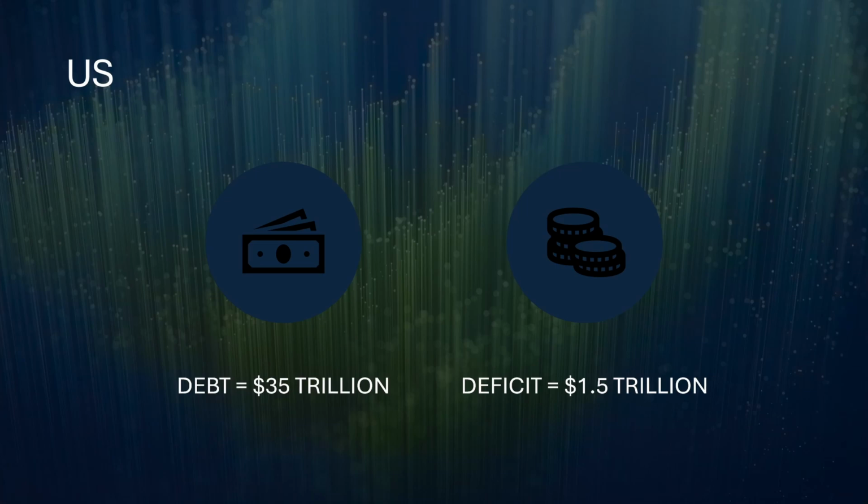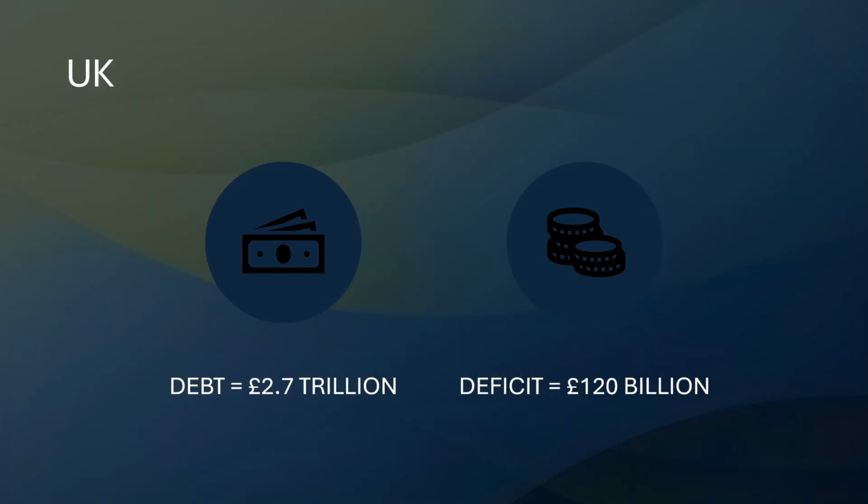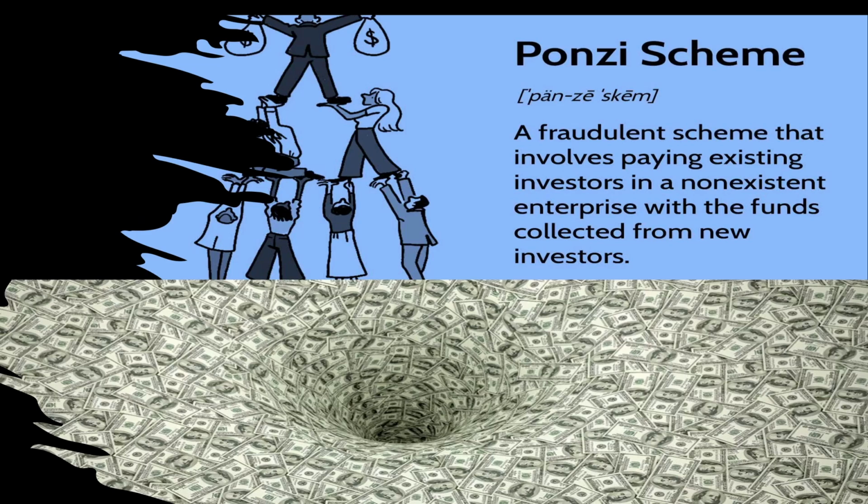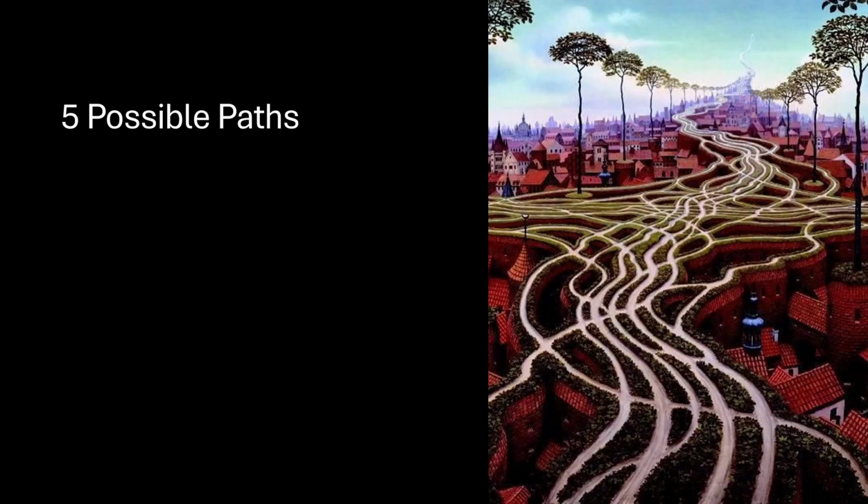So let's look at some numbers on this. The US has a $35 trillion debt, with a deficit of 1.5 trillion. The UK has 2.7 trillion, with a deficit of around 100 billion. So what do you call a scheme that promises to pay investors but can only do so by taking more debt because they do not have the income to pay the investors?